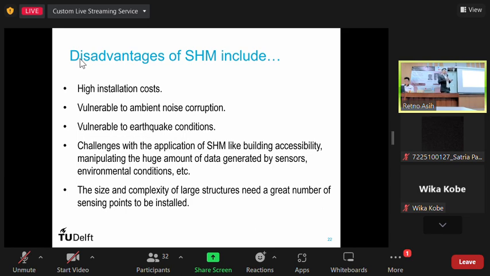Wireless communication systems have a range that they can transfer the data. So yeah, issues with that. And also, of course, long-term reliability of the sensors is challenging. Size and complexity, as I mentioned, how many sensors you need to install, how you're going to effectively manage the data. They are all the challenges that you face. And that's why we do research on structural health monitoring to avoid and overcome these challenges.